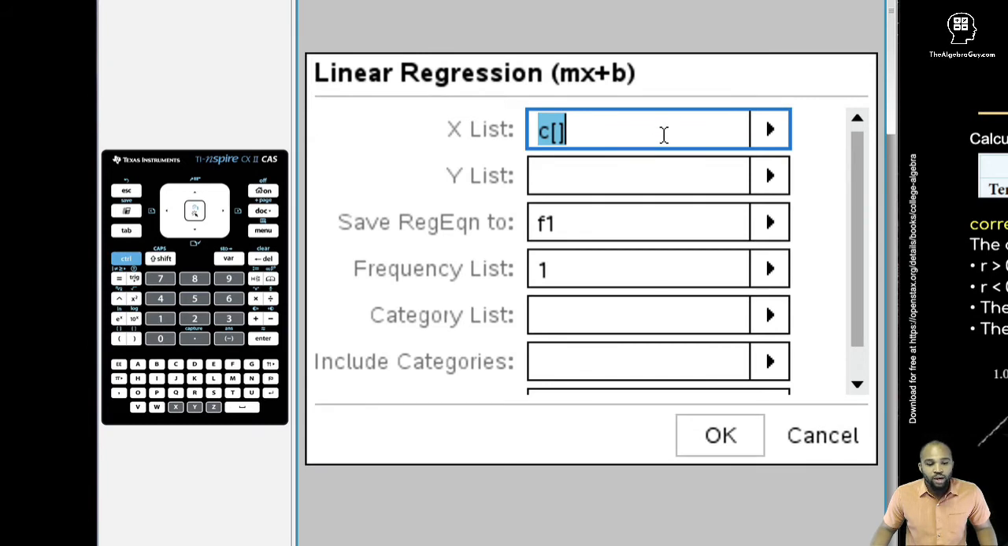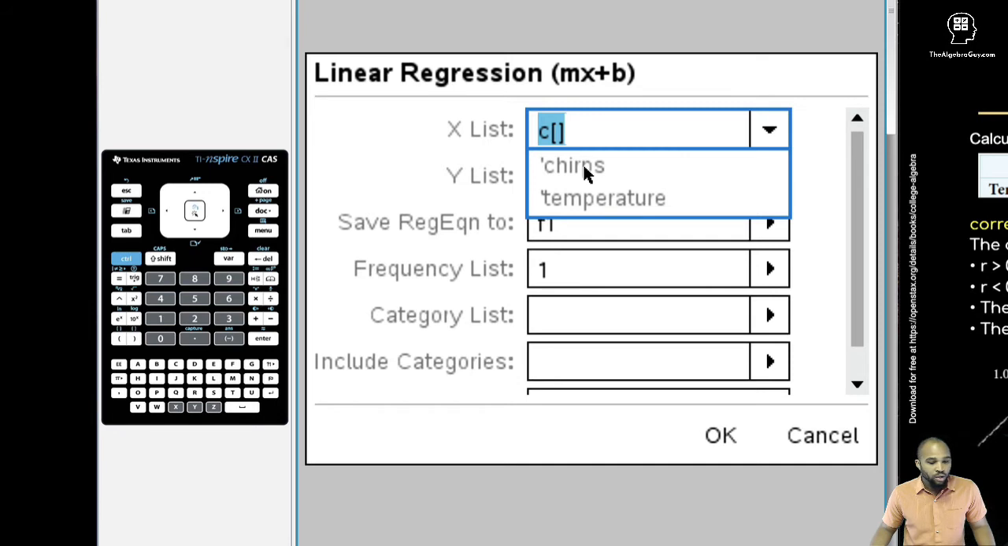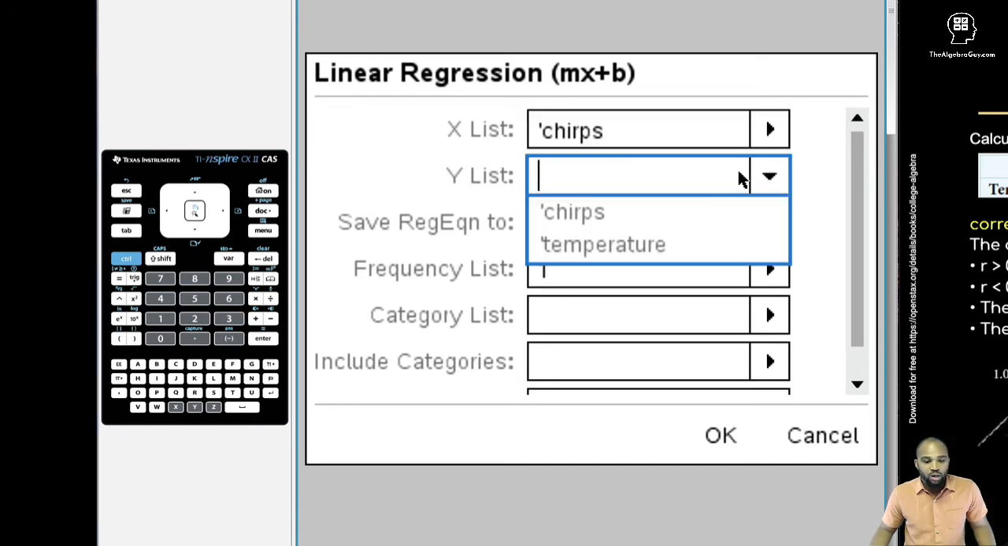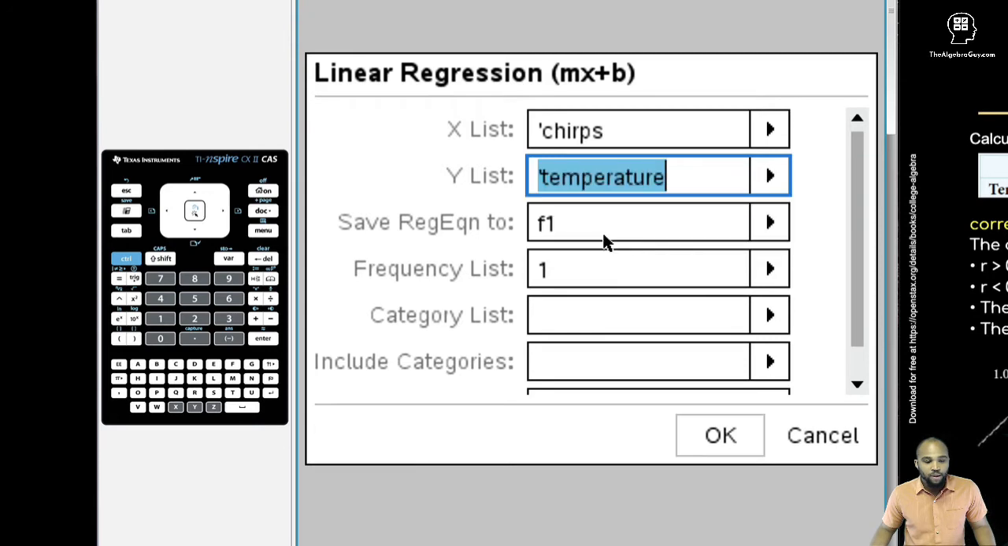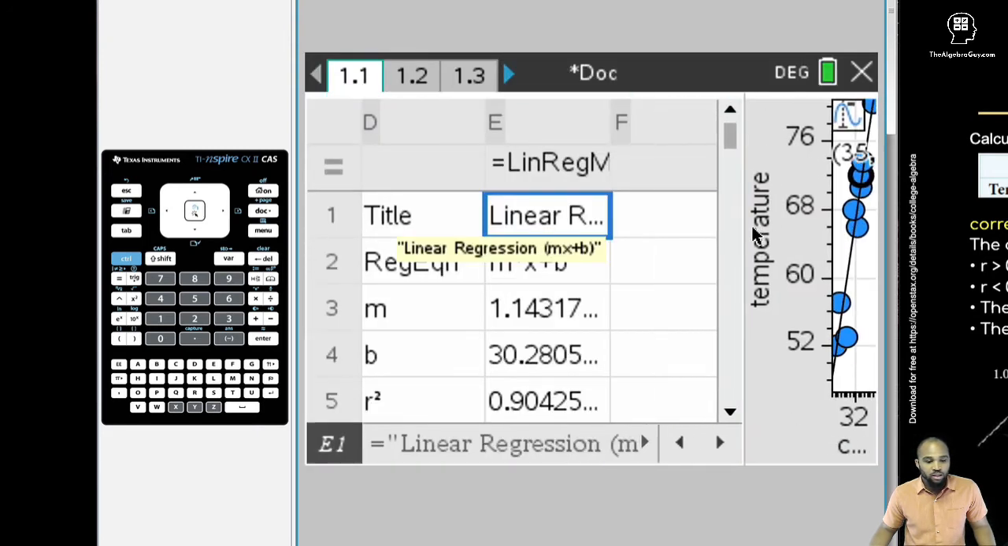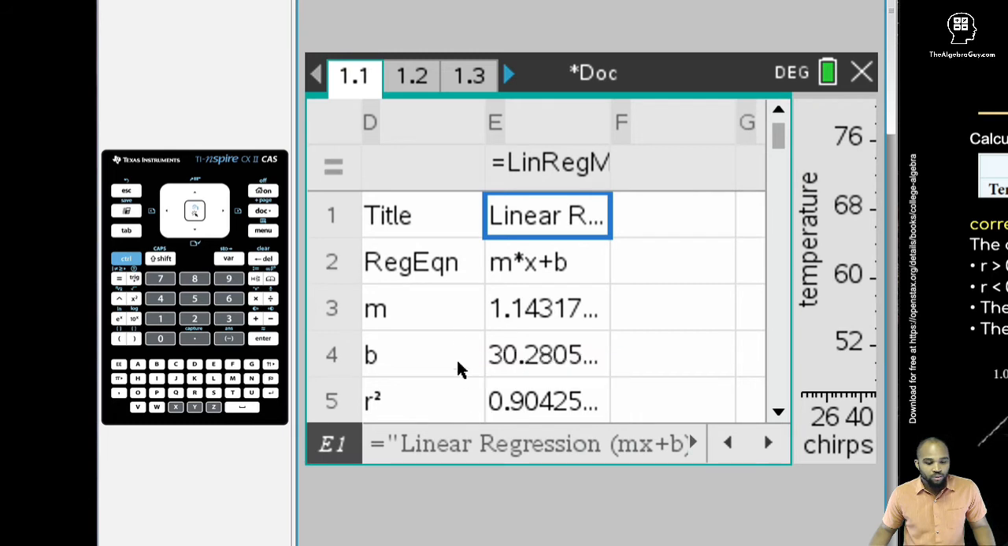So now they're asking, what should we put in column C? We're going to put a lot of information in column C. So I want them to put in the X column my X values, which were the number of chirps, and for Y, we're going to use the temperature, and I'm going to leave everything else alone. So let's not worry about any of these other parts. We're going to press OK, and I'm going to move this over, and let's look at what we're given.